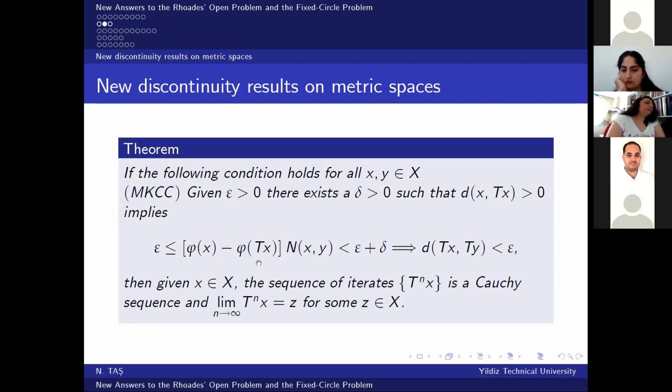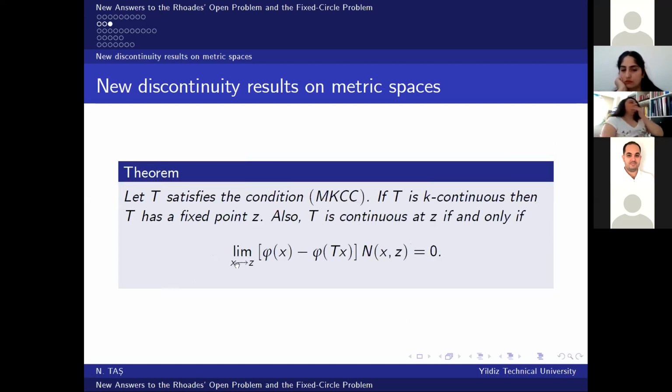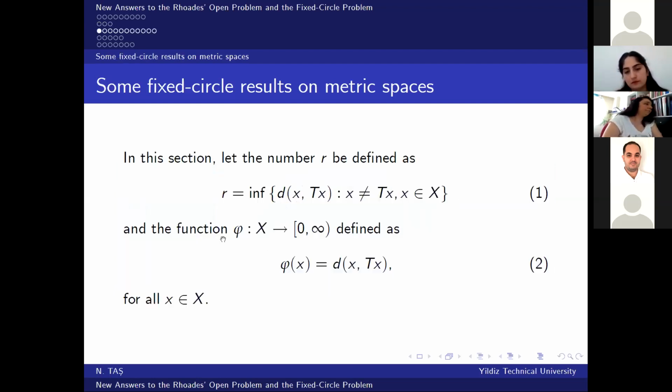If the self-mapping satisfies the conditions, then the sequence is a Cauchy sequence, and there is a limit of this sequence. Also, if T is continuous, then T has a fixed point z. Also, T is continuous at the fixed point if and only if the condition is satisfied. Therefore, this theorem is another solution to the open question, that is, the Rhodes open problem, discontinuity at fixed point.